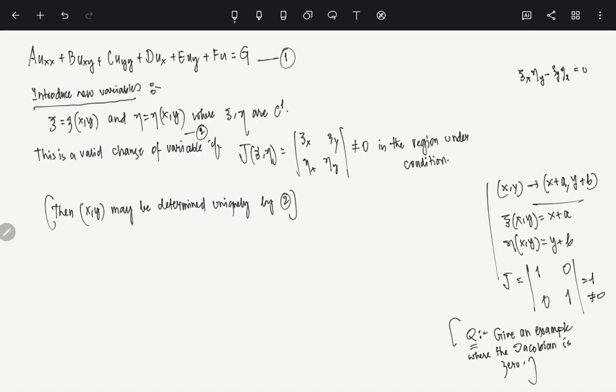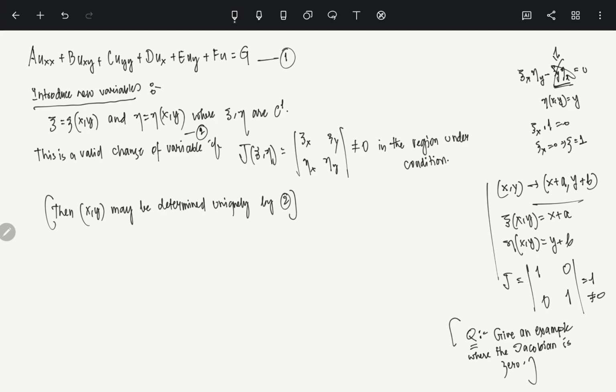For now, xi and eta are any C1 functions. So if you choose xi in such a way that one of the expressions gets lost, let's say xi of xy is basically only y. In this case, xi x is 0, so this term is gone. Then you have eta x times eta with respect to y, which is 1, equal to 0. So eta x equals 0. That gives you eta is a function which is independent of x. Let's say this is 1. You can write it as a constant 1.